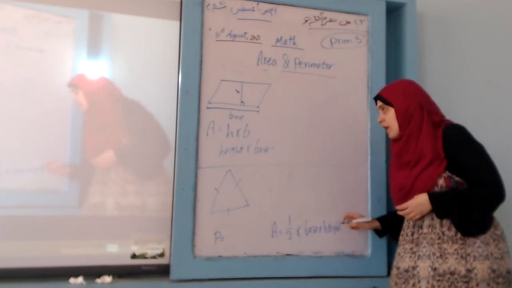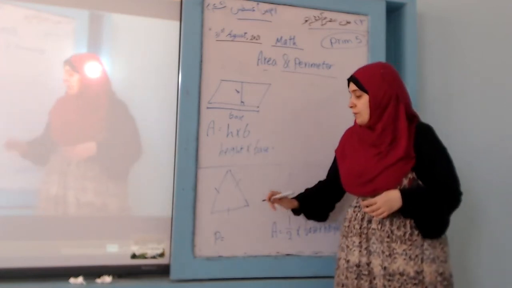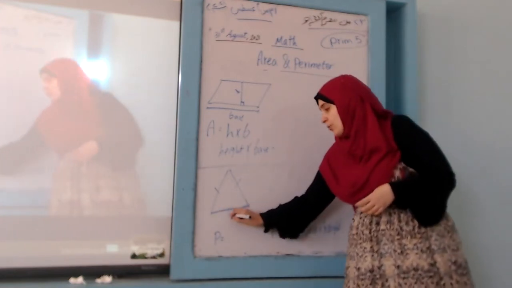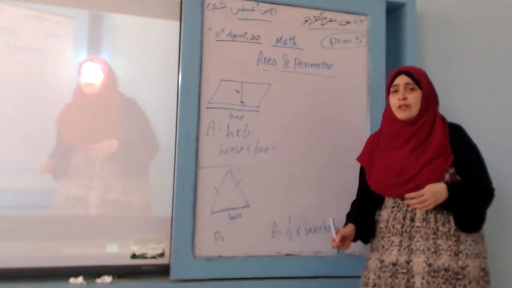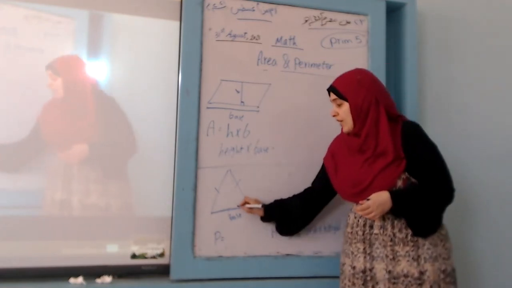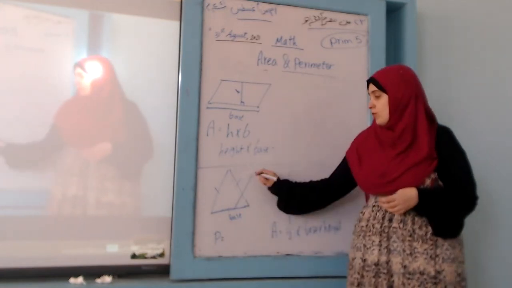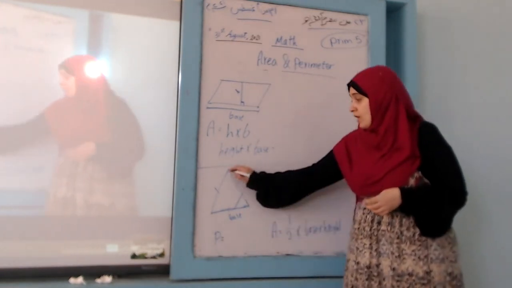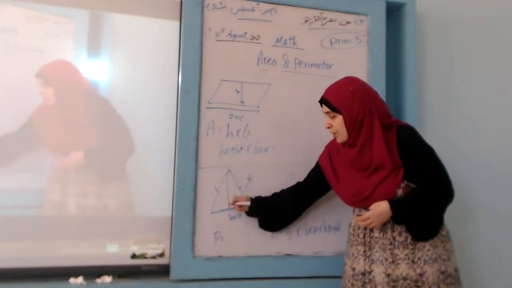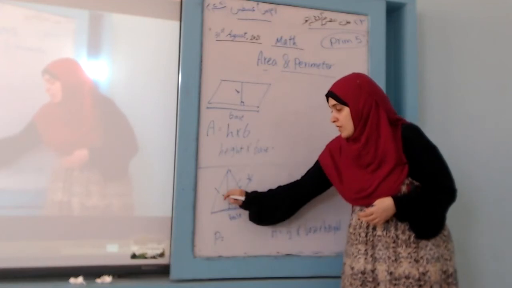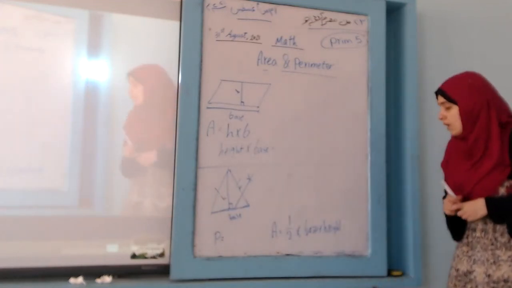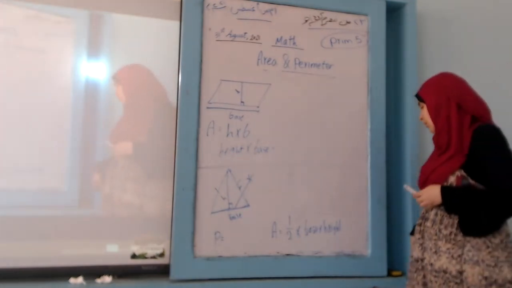Where is the base? As we said in the parallelogram, base can be any side in the triangle. So I can choose the side to be my base. Then where is the height? Height must be perpendicular on its base. I can't use this, it isn't a height. So base, then its height. The area of any triangle is half multiply base multiply height.